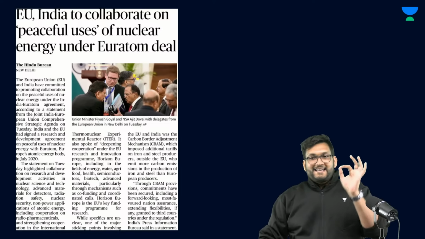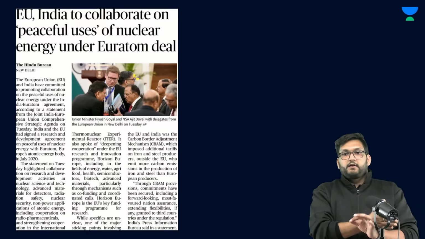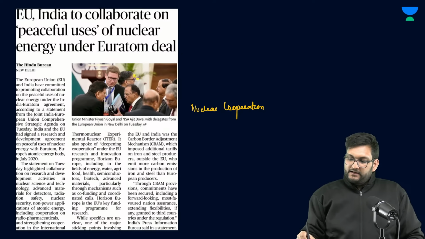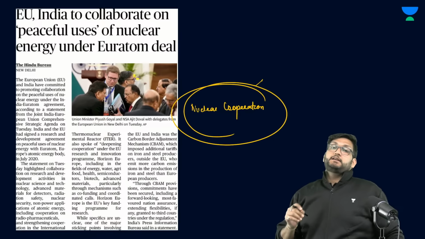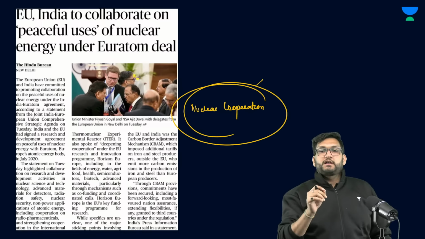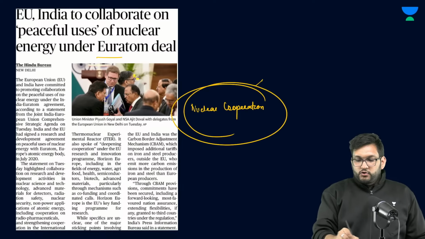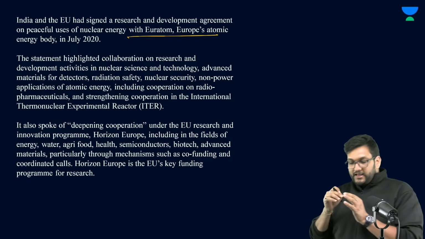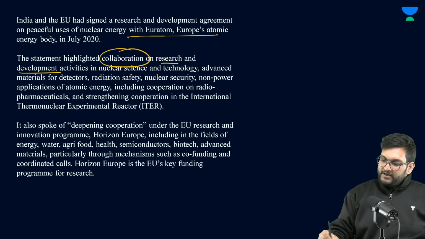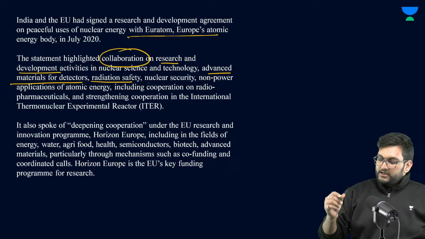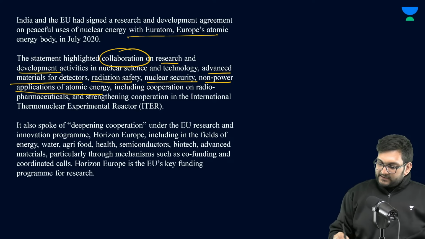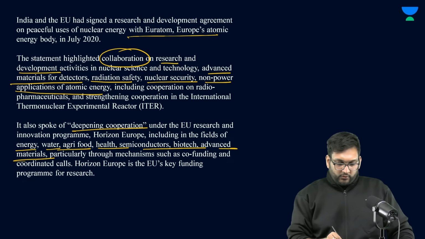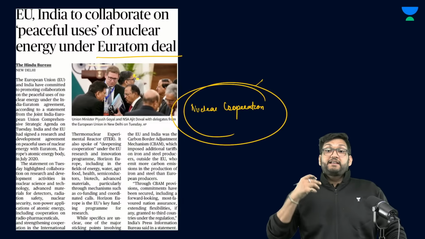Now, the next aspect which is linked to this agreement, no agreement on energy and raw material, is nuclear cooperation. Now, this is very, very significant because previously India was not considered a country which can be trusted with nuclear technology and nuclear power. Here, Euratom is going to become very, very important because under this agreement, there will be collaboration along research, development, advanced material for detection, safety, nuclear security, non power applications of atomic energy, and deepened cooperation of how agri food, energy, water, health, semiconductors, biotechnology, all of these aspects will come together through Horizon Europe also. So, this is where there's a very major principal shift.